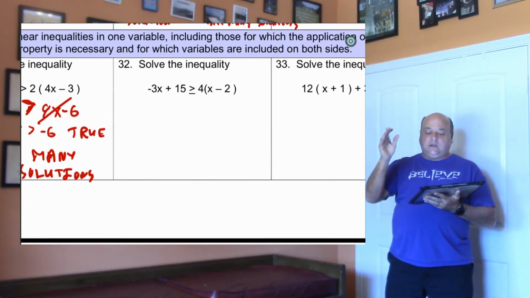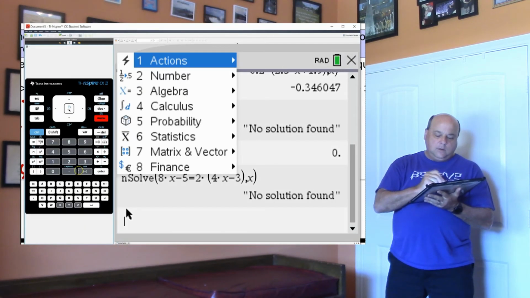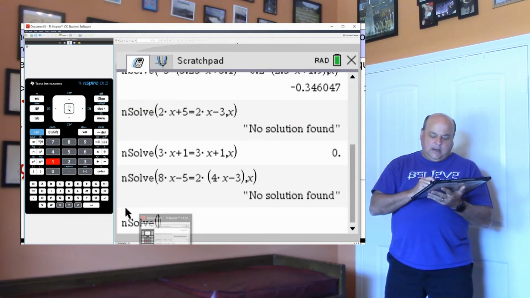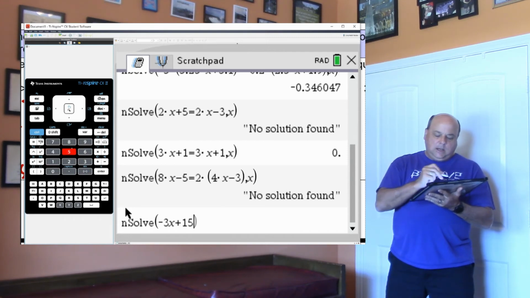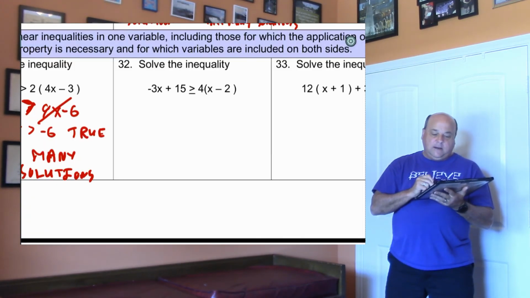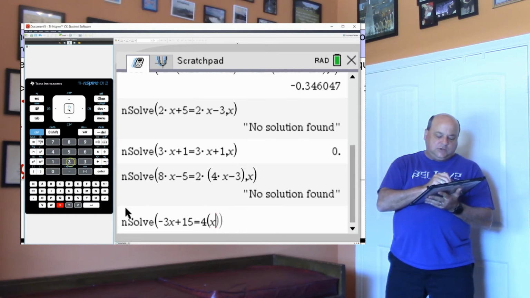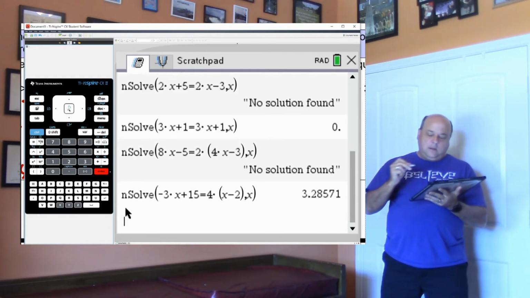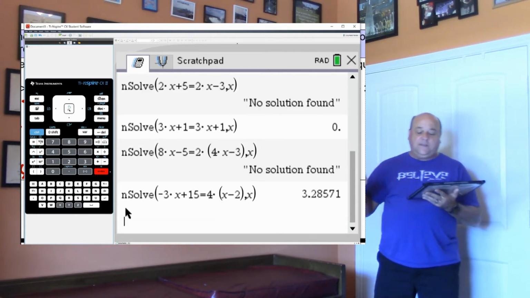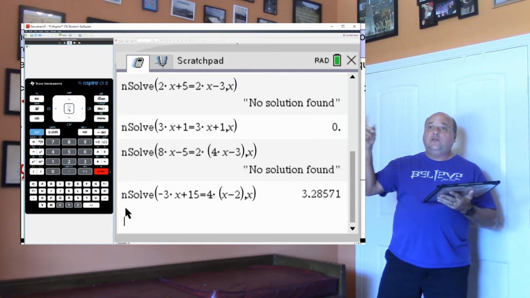This one, the x's won't cancel out, so let's type this in. We're going to do menu 3-1 again, and then type in -3x plus 15 equals 4 parentheses x minus 2, close parentheses, then comma x. This is going to tell me what the x should be. Hit enter, and I get 3.28571. That's a fraction in it, so I need to solve for this fraction, but I know it's going to be 3 and something.